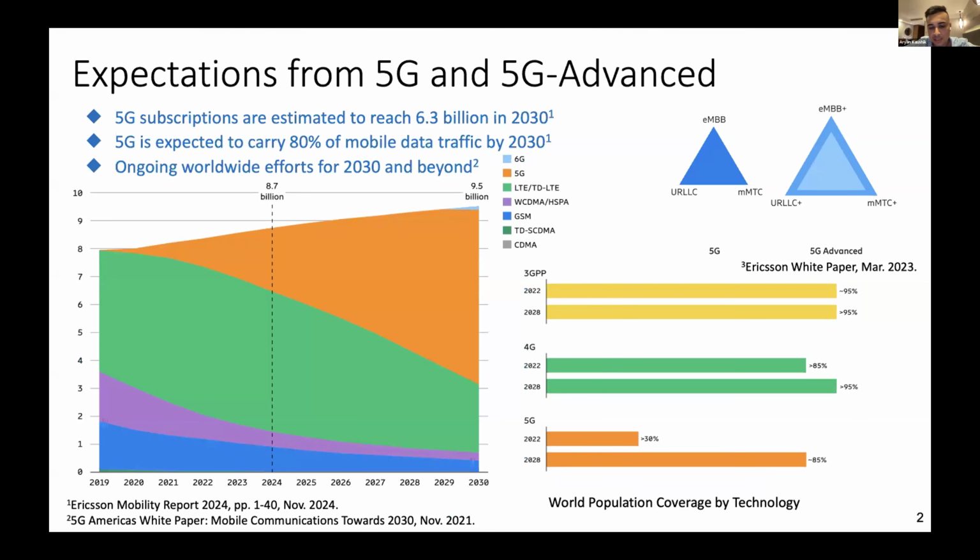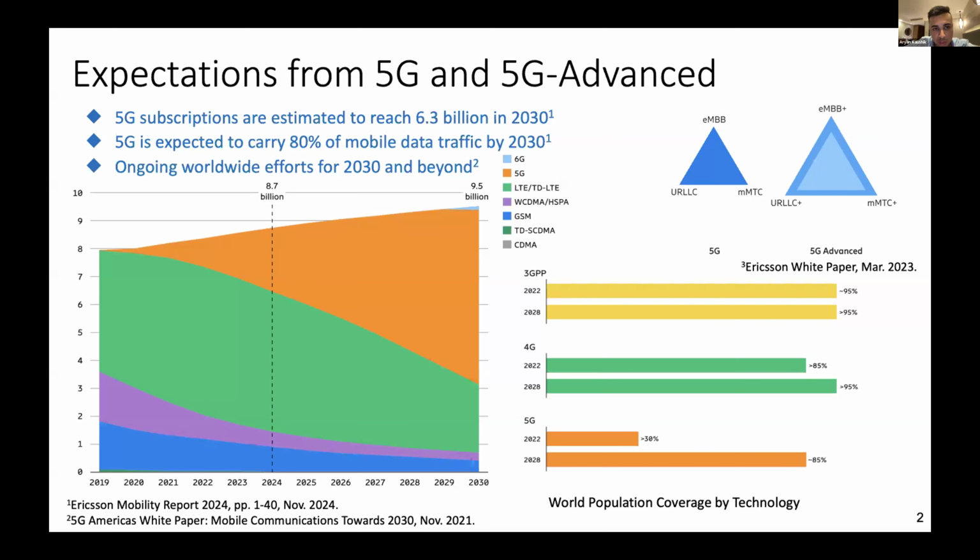So the expectancy is that the whole world population coverage for 5G is going to outgrow the previous generation standards that we have had. And 5G is expected to carry about 80% of the mobile data traffic by 2030. This is again a large amount of the whole networking and communication infrastructure that we have.